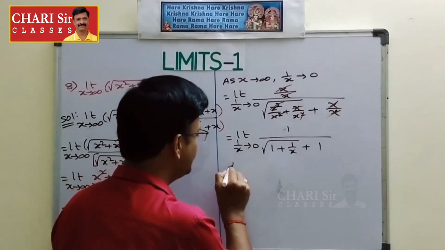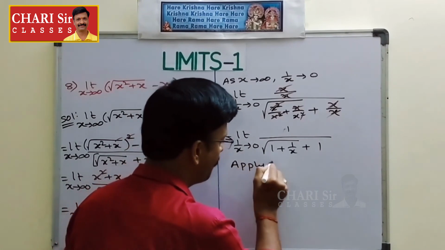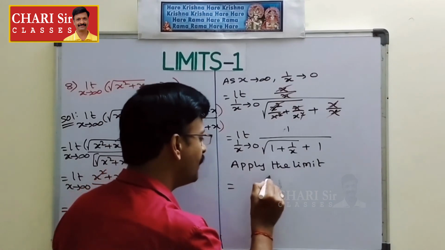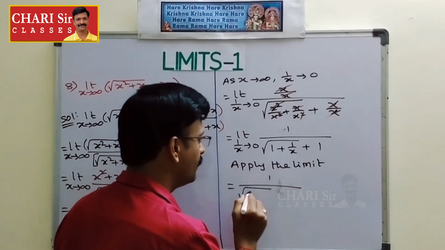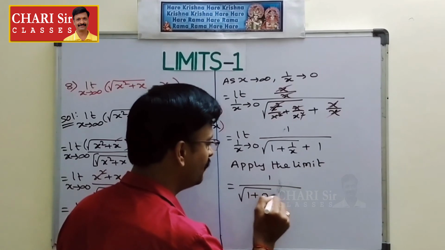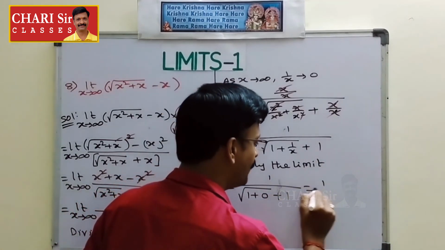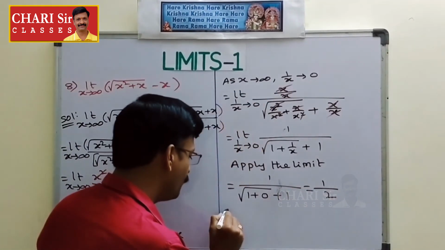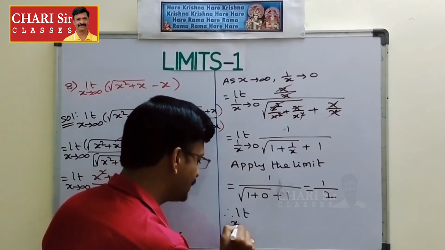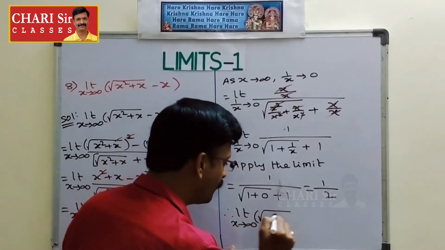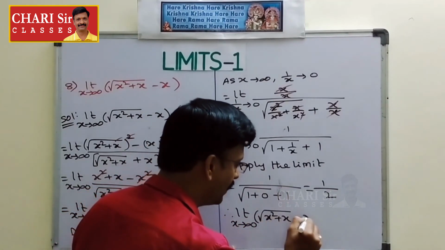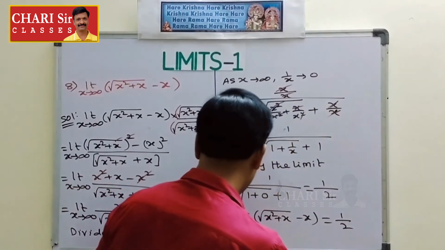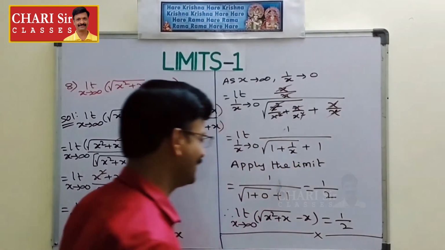So apply the limit. The limit is 1 by root of 1 plus 1 by x, 0, plus 1, which is nothing but 1 by root 1 is 1, 1 plus 1 is 2. Therefore you can write the final answer as limit x tends to infinity root of x square plus x minus x, this is given function, which is equal to 1 by 2. So this is your limit of the function.